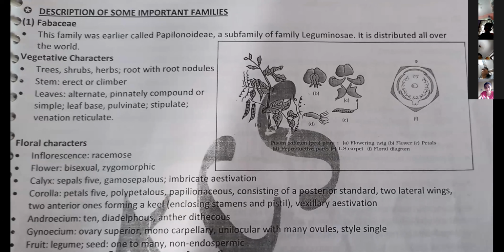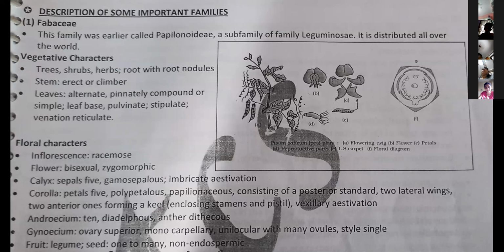That belongs to angiosperm, right? In that, monocot and dicotyledon are two classes. This Fabaceae family belongs to the dicot class. We will describe the family in two formats, by describing their vegetative characters and their floral characters. Fabaceae family was earlier called the Papilionidae family.